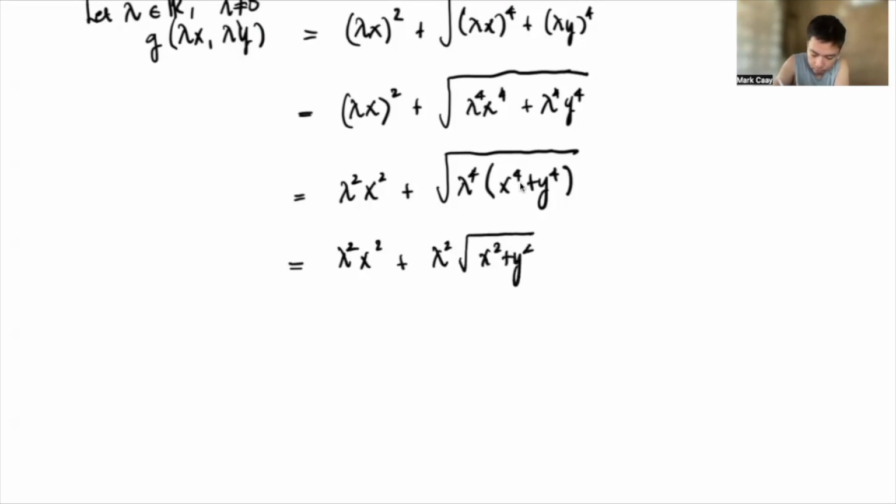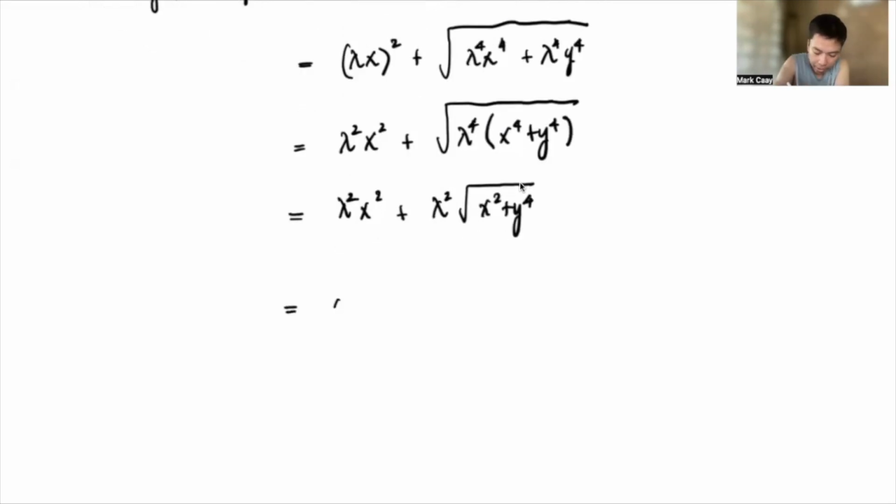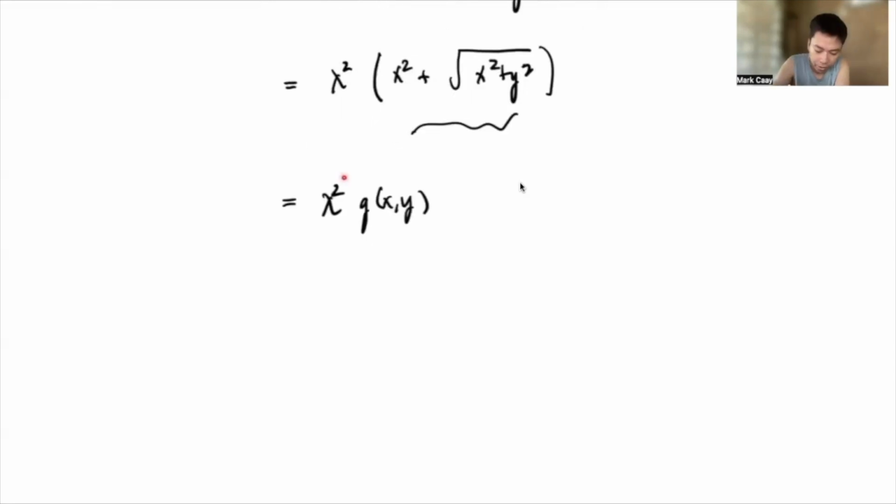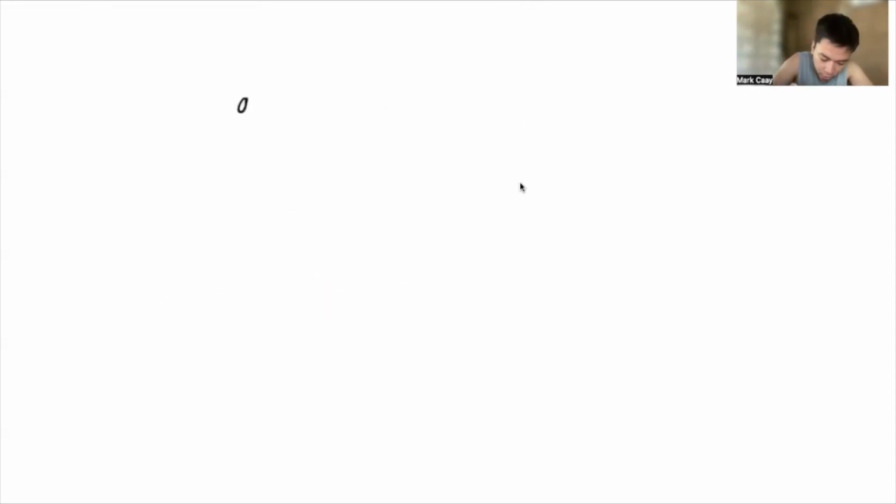Tama. And I factor out the lambda squared. So I have x squared plus the square root of x squared plus y squared, squared pala to. Di ba ito yung g of x mo? G of xy rather. So this becomes lambda squared g of xy. So therefore, this is the R here. Hence, g is homogeneous of degree 2. That's it. So now let's consider this equation.